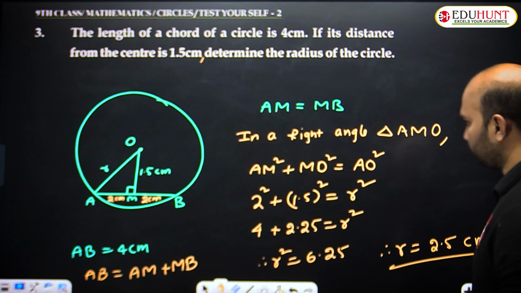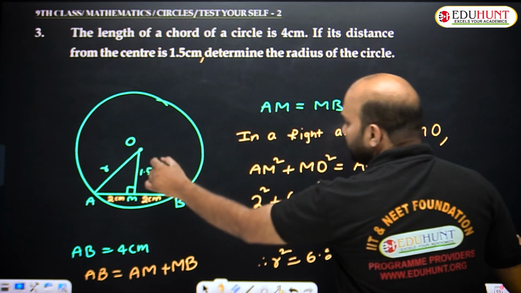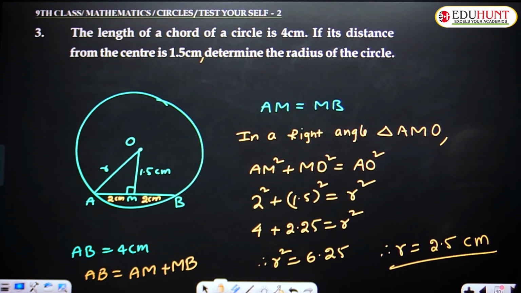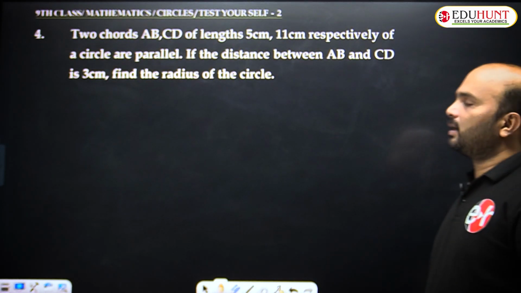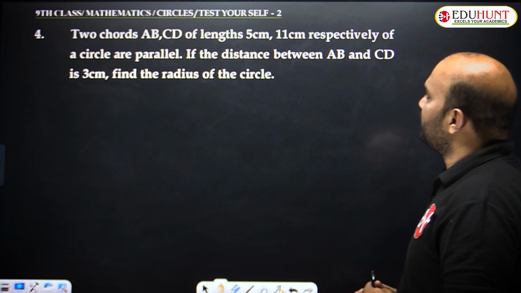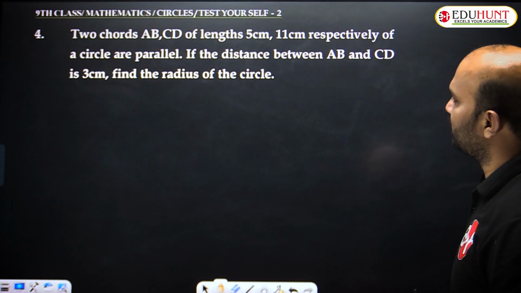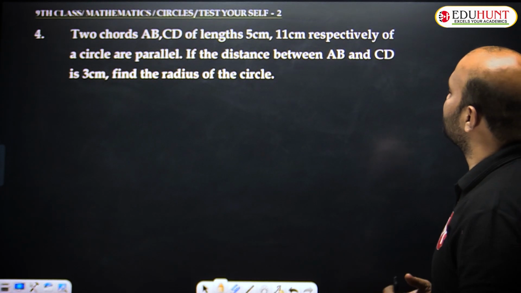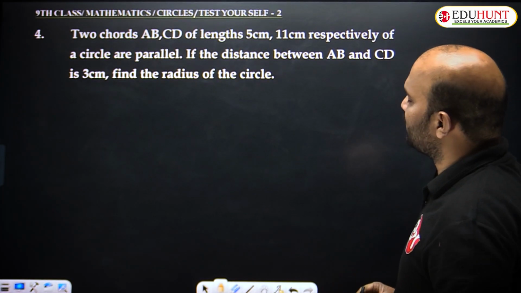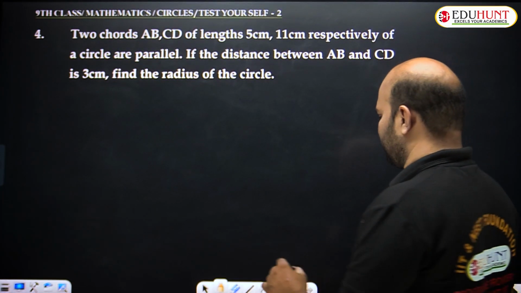Am I clear? Here OB is also a radius, okay. So the radii are equal. Let's go to question number 4. Two chords AB and CD of lengths 5 centimeters and 11 centimeters respectively of a circle are parallel. If the distance between AB and CD is 3 centimeters, find the radius of the circle.